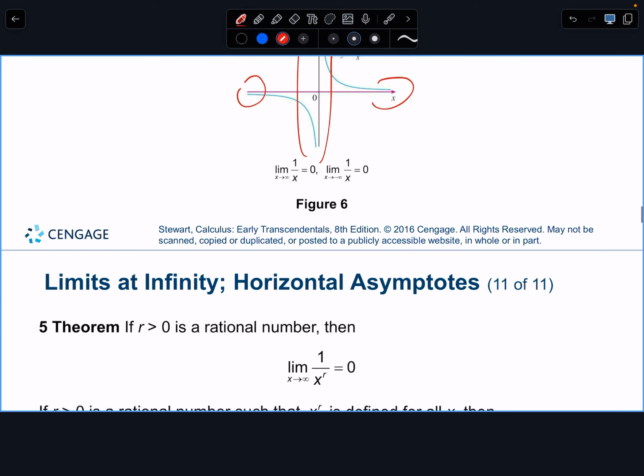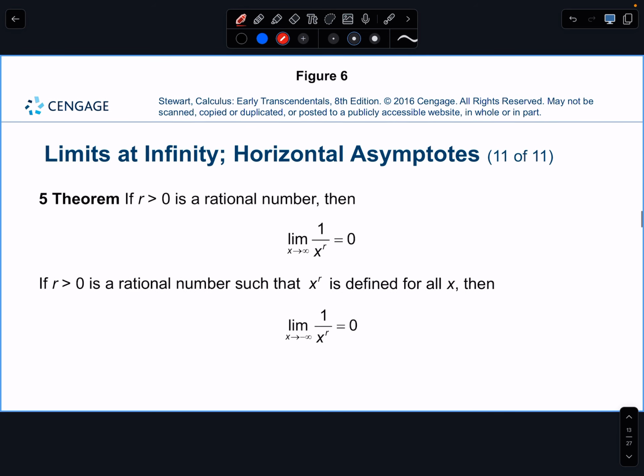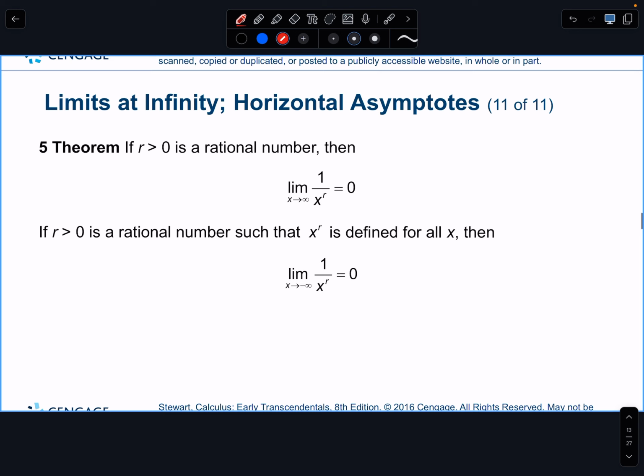So occasionally we're paying attention to that vertical asymptote as well. And then here's something else. If you have basically 1 over x to any power at all, it says r is a rational number. Well, pretty much every number on the number line that you can think of is a rational number. Fractions, decimals, whole numbers.